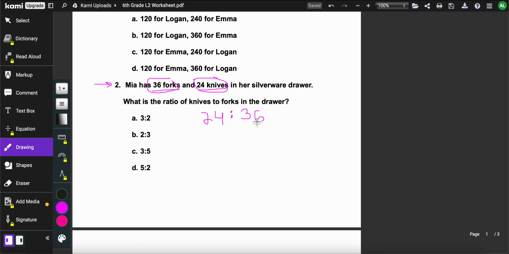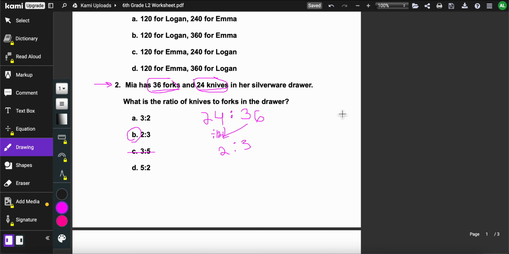So 24 to 36. That's the unsimplified version, and all of these answers here are the simplified versions. So we're going to simplify this. We already know that both 24 and 36 are divisible by 12. If we divide both of them by 12, then we get 24 divided by 12, 2, and 36 divided by 12, 3. So in this case, the answer would be B, 2 to 3.